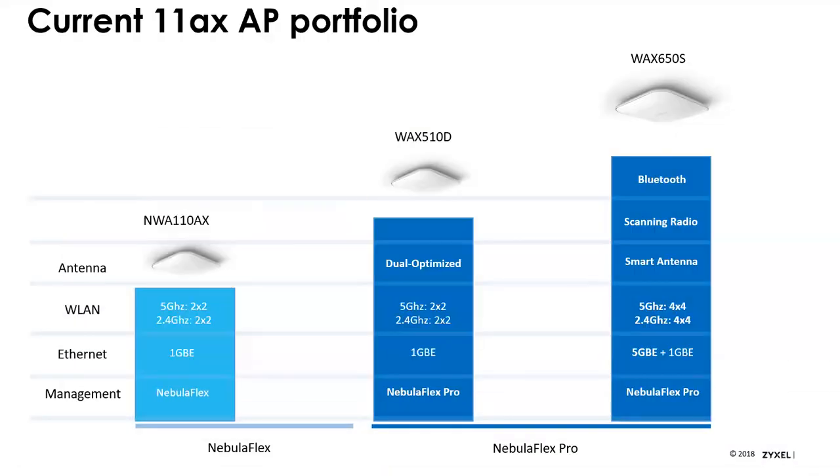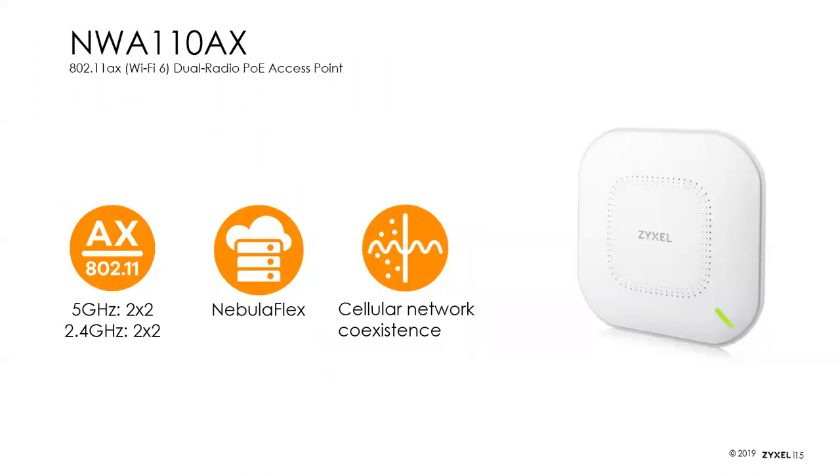So we'll start off with the first 3 products that we launched. The WAX650S launched in like January last year. The 510 and the 110AX launched in, I think, May or June of this year. So we'll go through and talk about the differences between these different models, and then we'll get to the new models. So the NWA110AX is a NebulaFlex device. So it's just like the Wi-Fi 6 version of the NWA1123 V2. It's a 2x2 radio, so you've got 2 spatial streams in both the 5 gigahertz and the 2.4. You have the ability to manage this directly as a standalone AP or using Nebula.